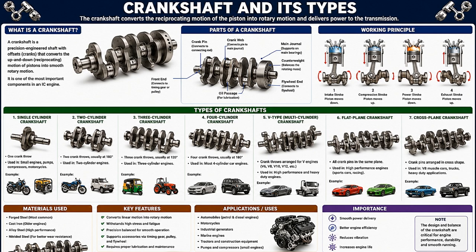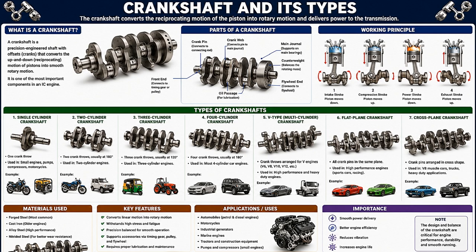Now look at the different types of crankshafts. Single cylinder crankshafts are simple and compact, used in motorcycles, small engines, and generators. Two cylinder or three cylinder crankshafts are used in small vehicles and compact engines. Now look at the four cylinder crankshaft. This is one of the most common engine configurations in cars. Smooth, balanced, and efficient.